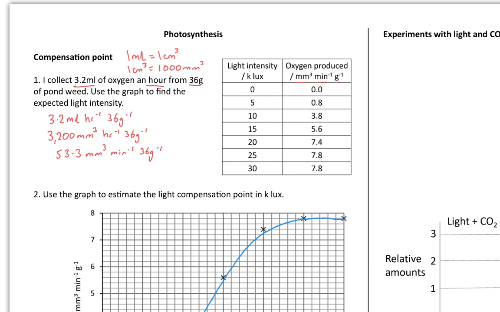Now, if I've got 36 grams of pondweed, that's going to make more oxygen than just 1 gram of pondweed. So I'm going to have to divide by 36 now to get it into per gram. That comes in at 1.48. And now I am in the correct unit, millimeters cubed per minute per gram. So it's about 1.5.